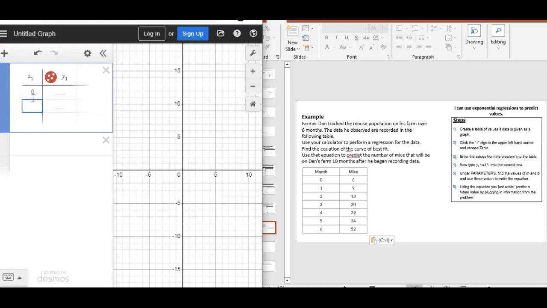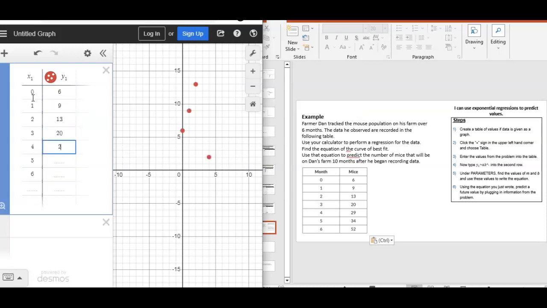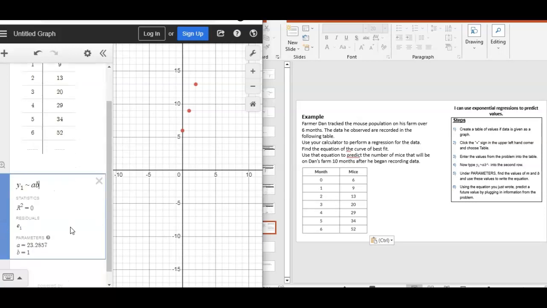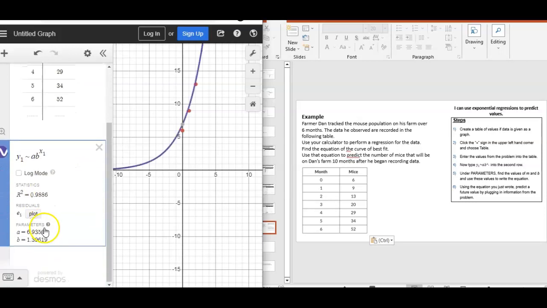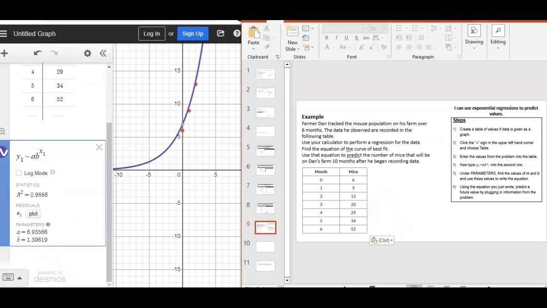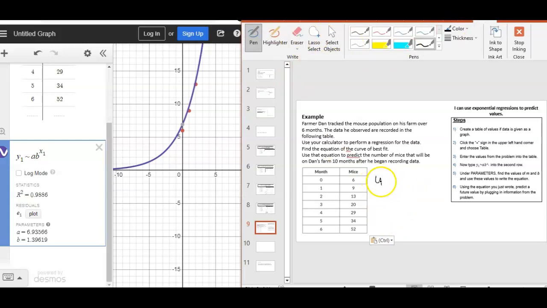So for months we have 0, 1, 2, 3, 4, 5, and 6. And then for the number of mice, we have 6, 9, 13, 20, 29, 34, and 52. Okay, so now we're going to tell DESMOS to approximate an exponential function. So we're going to type y1 is approximately a times b to the x1. And let's pick up the parameters we need to write our equation. So our equation is going to be y equals 6.9 times 1.4 to the x.